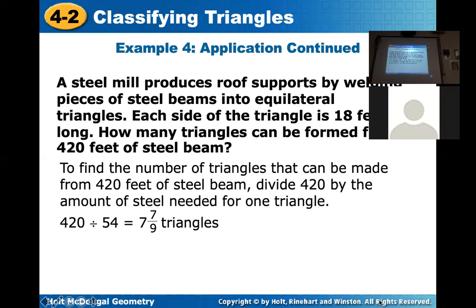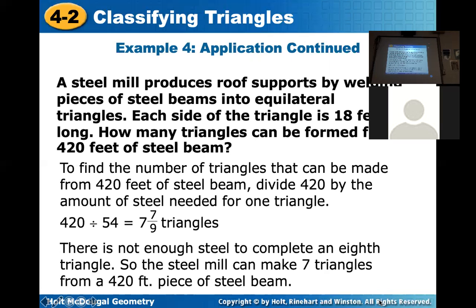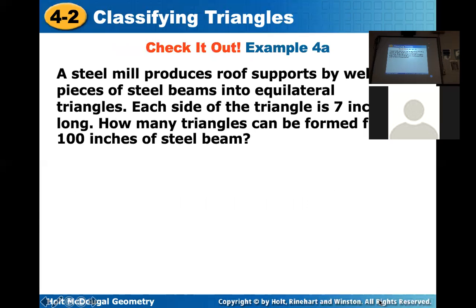So we take 420 divided by 54. We get 7 and 7/9 triangles. We can't make 8, but we can make 7. So in reality, they can make 7 triangles out of 420 feet of steel beam. Find the perimeter essentially, or use what you know about the triangle to find the perimeter, and then divide is essentially what you're doing. I want you guys to do, check it out, 4A and 4B. Do both of them, please.